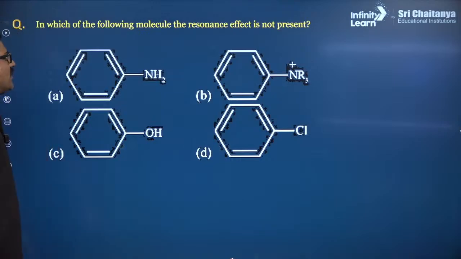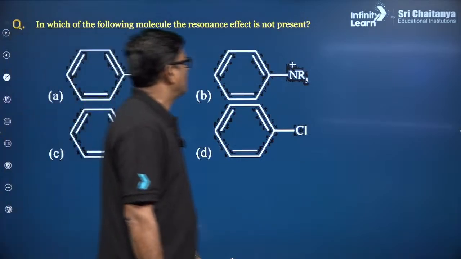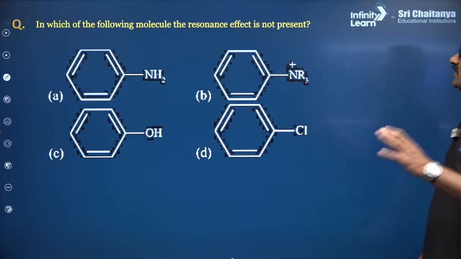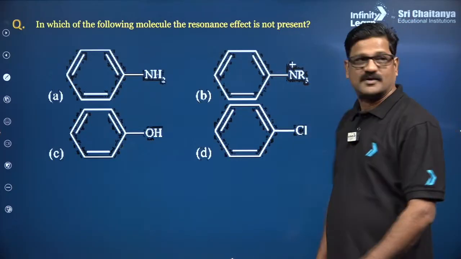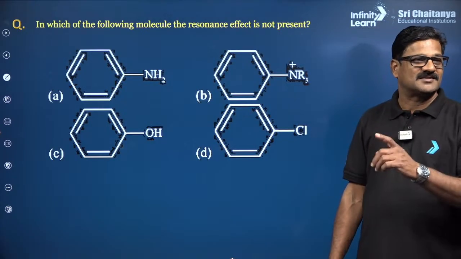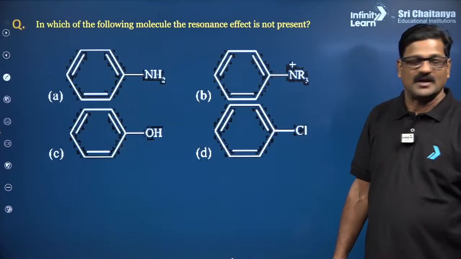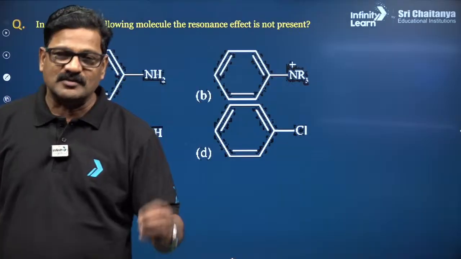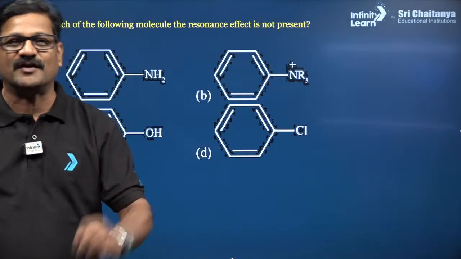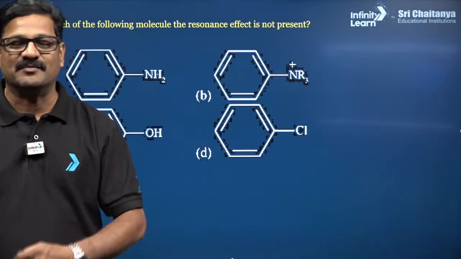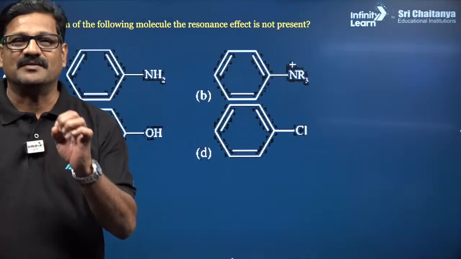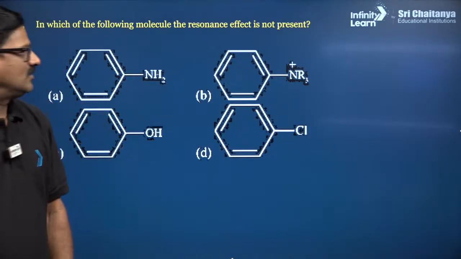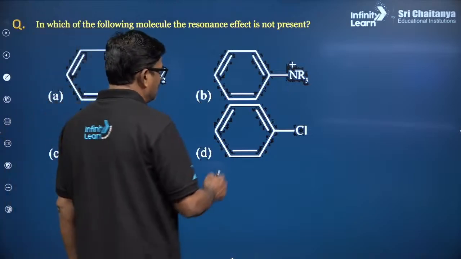Now, in which of the following molecules is the resonance effect not possible? Expecting what is the best answer for this. So when you write the resonating structures, you have to write them in such a way that they follow the law of chemical bonding. So every atom should obey the octet rule. Okay, you want to check it.